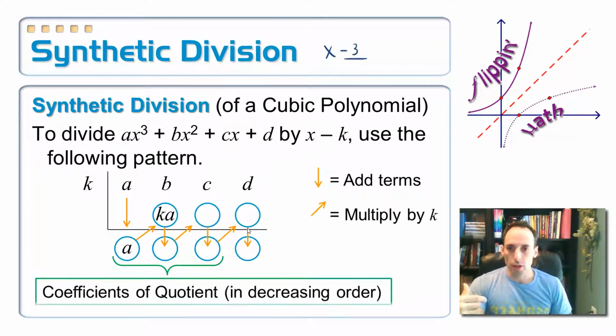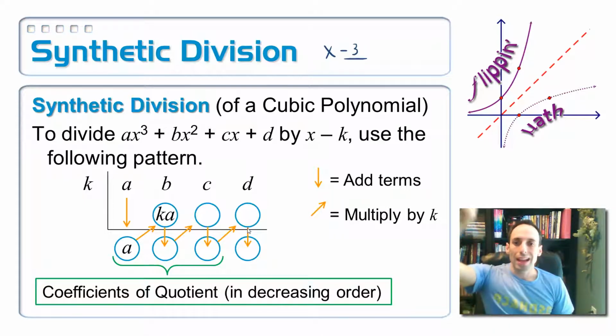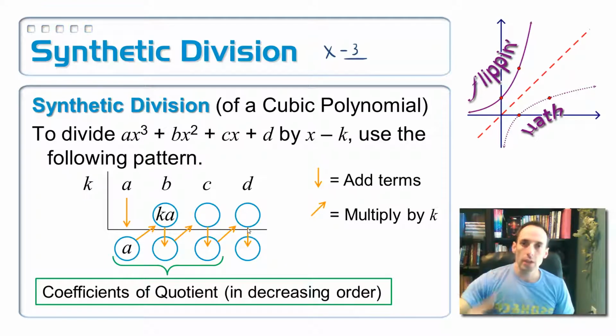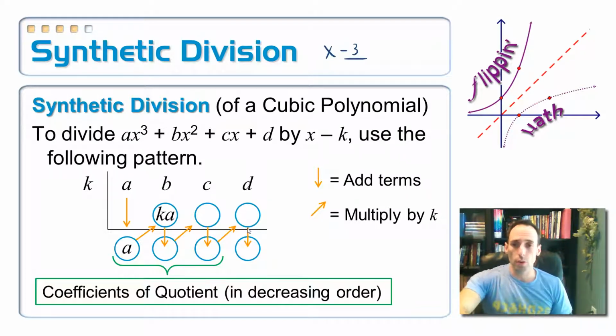Here, let me get it up here. Those are the coefficients of the quotient in decreasing order. Notice the little arrows I put on there. Anytime I have a down arrow, that means I'm going to add up the terms, add up the columns. Anytime there is a diagonal one, you're multiplying by the k, the number that's on the outside of the house there. The last number there, we said the first three were the coefficients of the quotient.